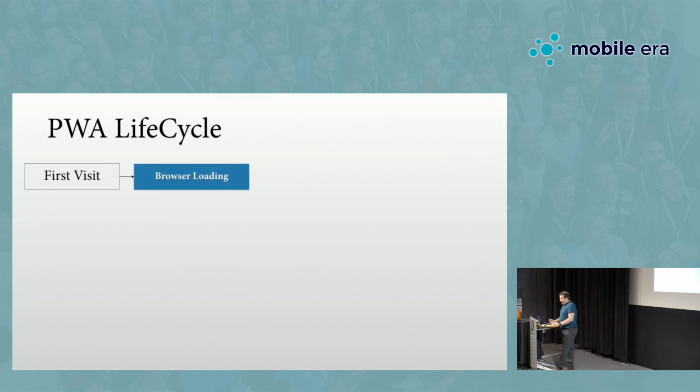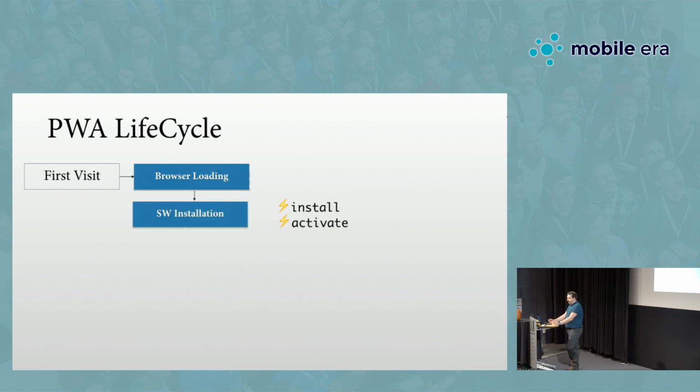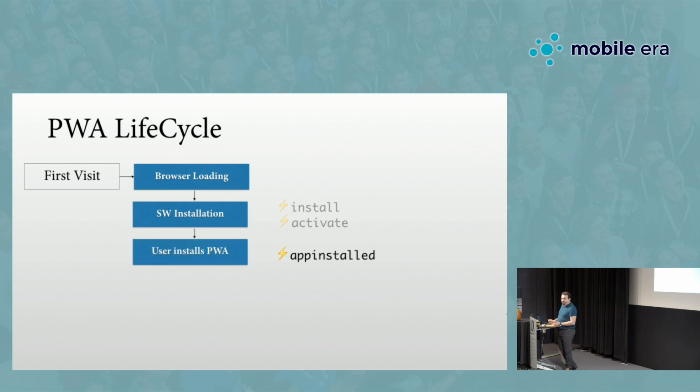And regarding the life cycle, the first visit to a PWA happens in the browser. Okay, so the user is going to a URL in the browser. So the service worker is installed. That's the first step, to download all the resources from your app. Some events will happen there. And then the user installs the PWA. If that happens, an appinstalled event will be fired on the window object on some platforms. Okay, so you can track that installation there.